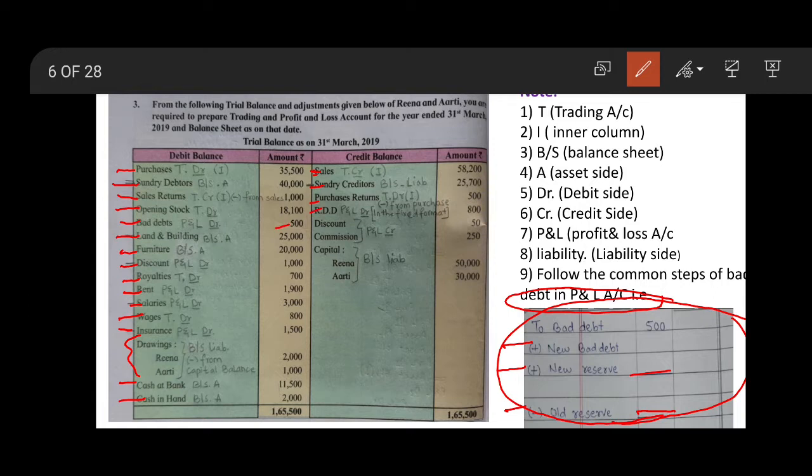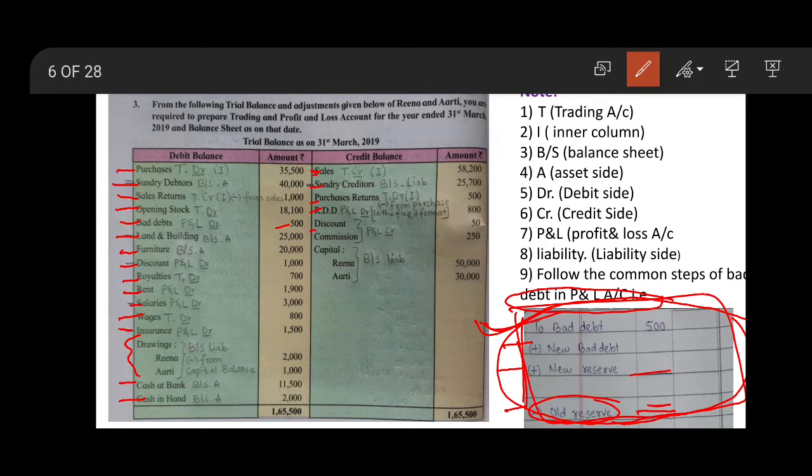Next is RDD. This RDD is given in the question, therefore it is treated as old RDD. We have followed these adjustment steps here in this box I have shown. So here we have the option for old reserve. In front of this we'll write the amount of old reserve, means old RDD, that is 800. So deduct in the fixed format. So this is the fixed format.